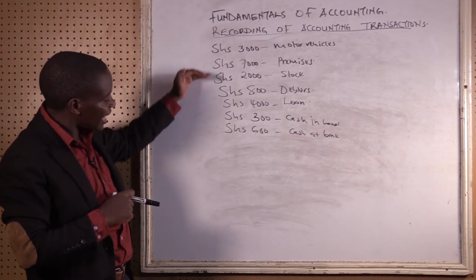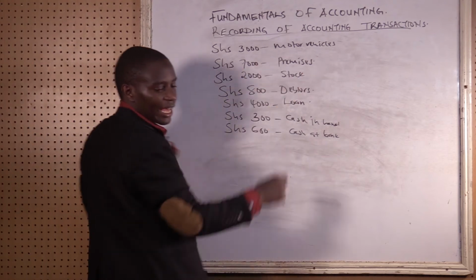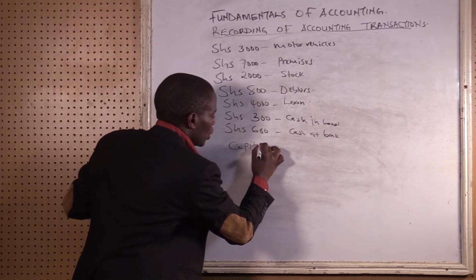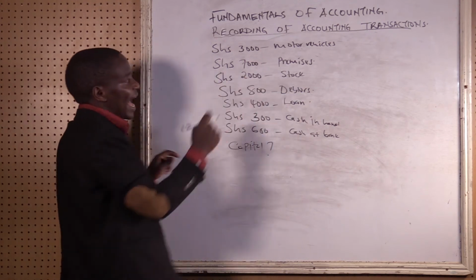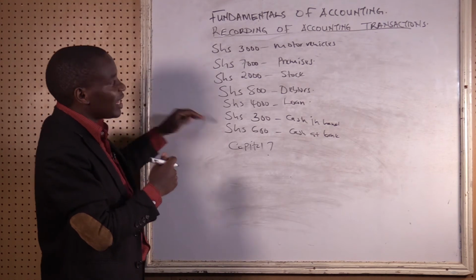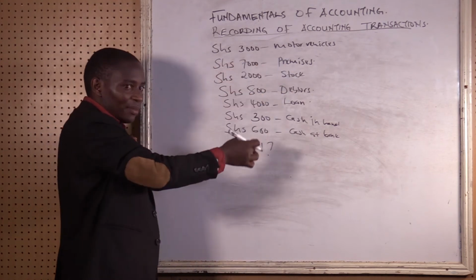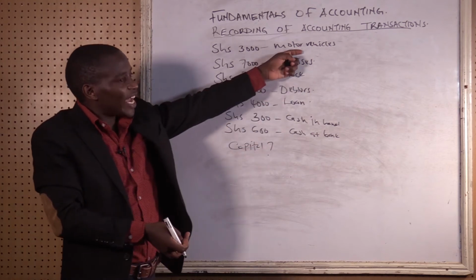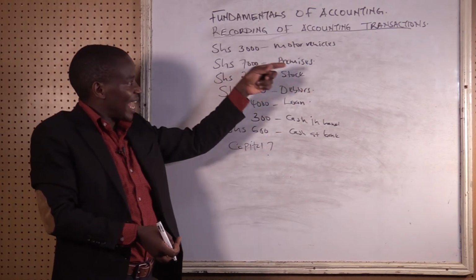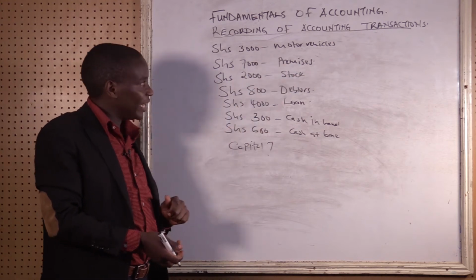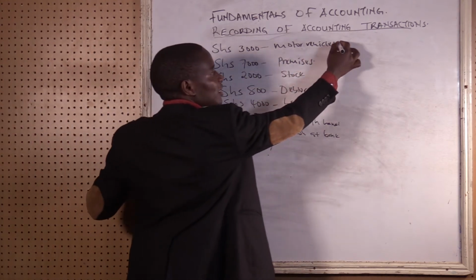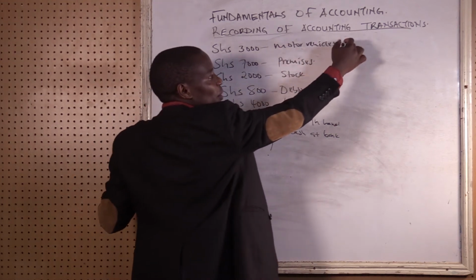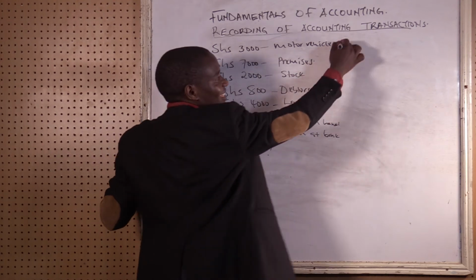So you've been given these items, and now the question requires you to get capital. That means amongst the list that we've been given, there are some assets and there are some liabilities. Before we get our capital, we have to identify these items either as assets or liabilities. So class, motor vehicles, what are our motor vehicles? Motor vehicles, we said they are, yes, assets.